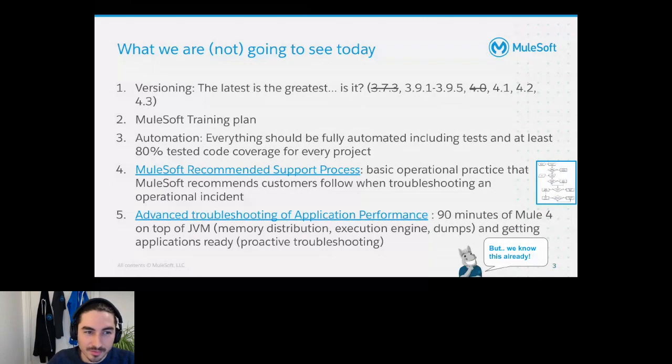And lastly, the other resource that I'm not going to talk about is advanced troubleshooting of application performance. This is a 90-minute masterclass from Vitali. He's one of the top support engineers back in Australia from MuleSoft. And he did 90 minutes talking through the JVM, the memory distribution, execution engine, DOMs, and getting applications ready, some proactive troubleshooting. He has been working with performance exclusively for more than 10 years, so that is a session that is definitely worth looking at.